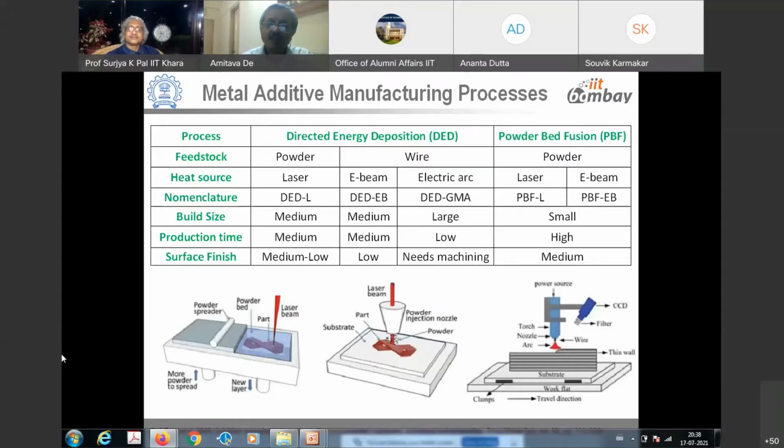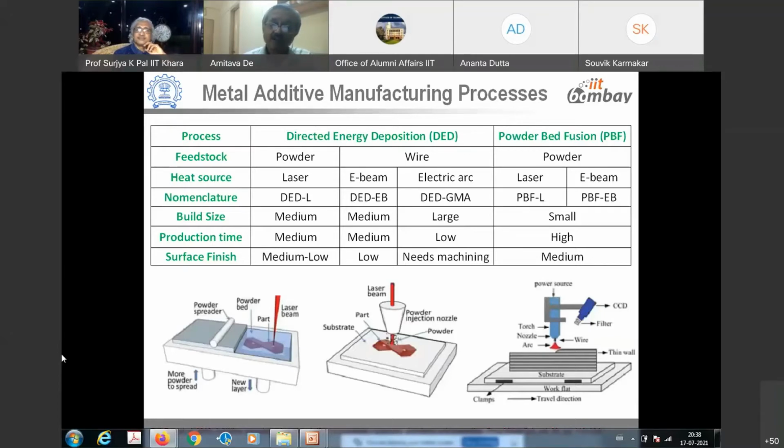Broadly, we tend to categorize in two broad groups: directed energy deposition and powder bed deposition. Broadly, metal additive manufacturing means there would be a feedstock material that would be deposited, and a three-dimensional part would be created in a track by track, layer by layer manner. So I won't go into those basic definitions. I assume that all of us know this today.